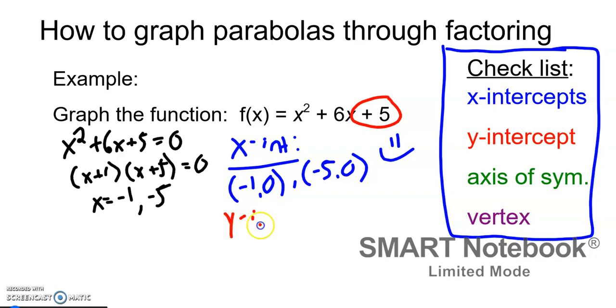So I have my y-intercept, again, is when x is 0. It's going to be 0, 5. So this parabola is going to be going through the y-axis at a value of 5.